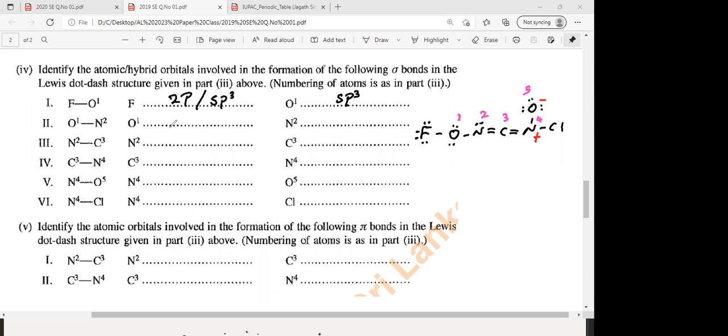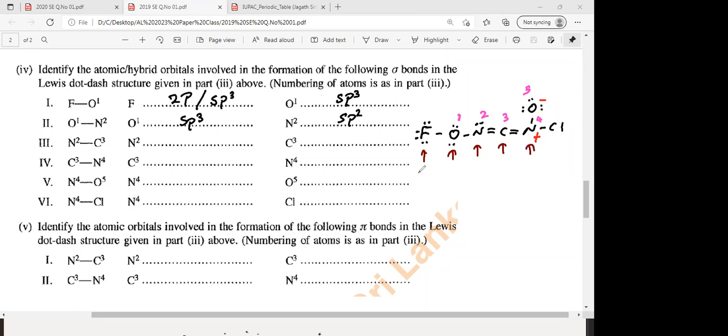O1 we wrote on this side, so it's very easy. No point of asking that again. Anyway, N2 will be sp2. My advice, the best thing is to mark this with a pencil in the exam. Then it's easy. You will not make any careless mistake. You can save the time taken. No thinking time. You can straight away put all this.